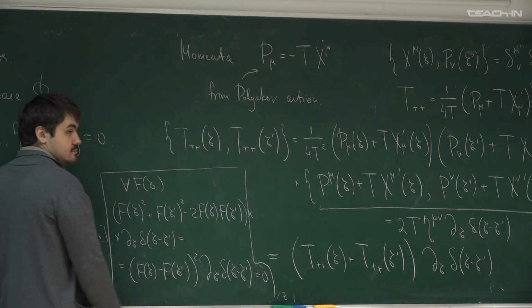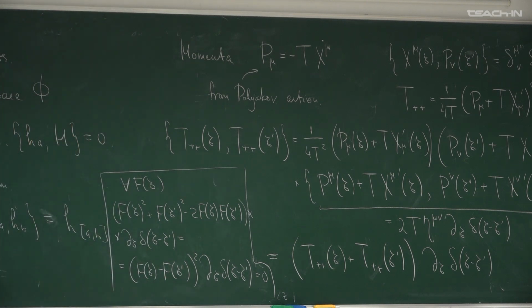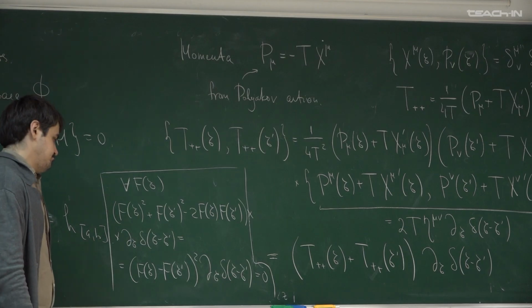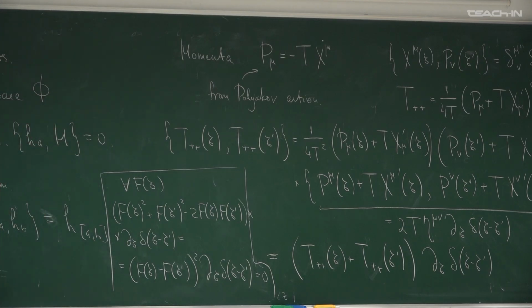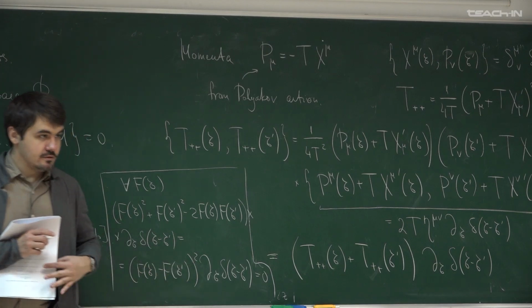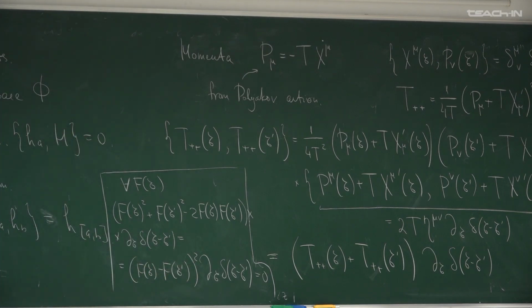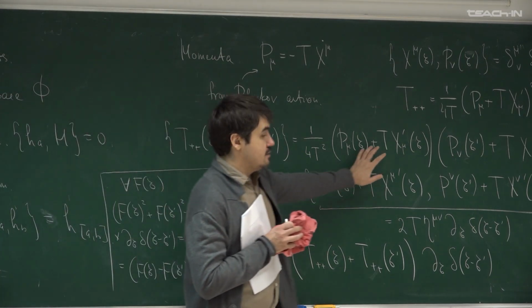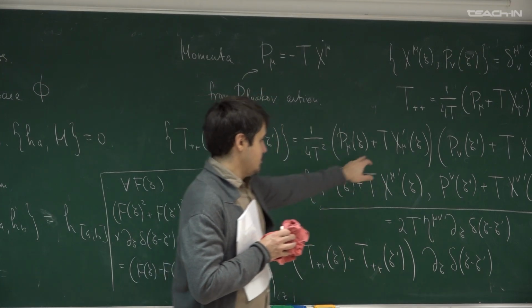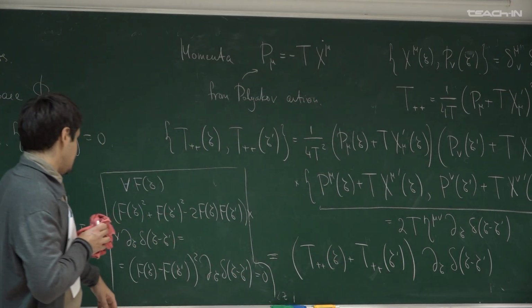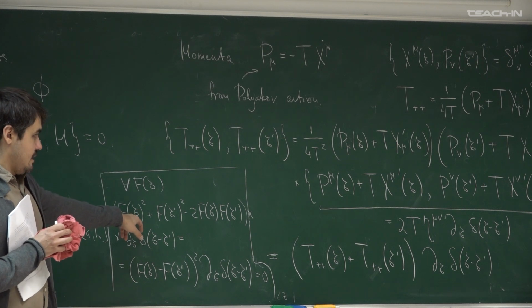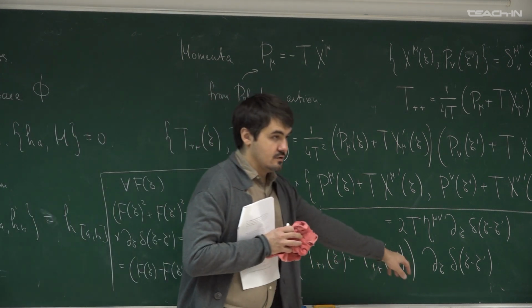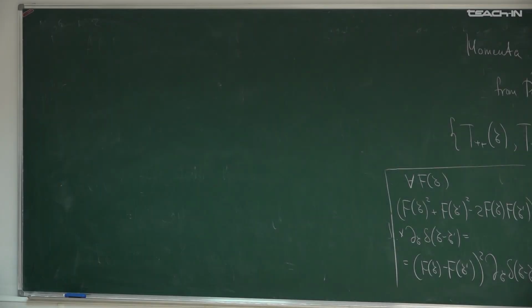Right, it's clear why 0, because there's a second power here. To prove this, just use the definition of the delta function and apply it to the function f standing here. This is f of σ', and you can rewrite this in terms of f(σ)² and f(σ')², so you get this nice algebra here. Okay, so let's continue.